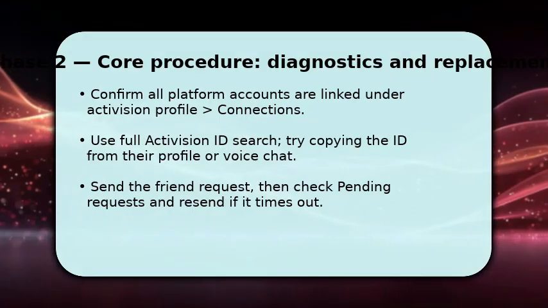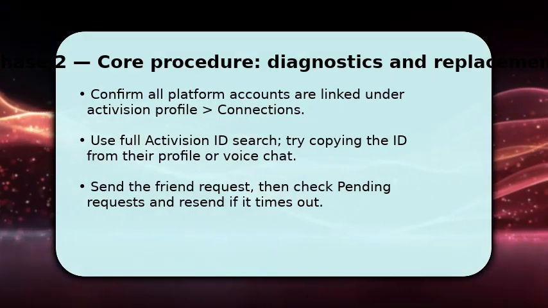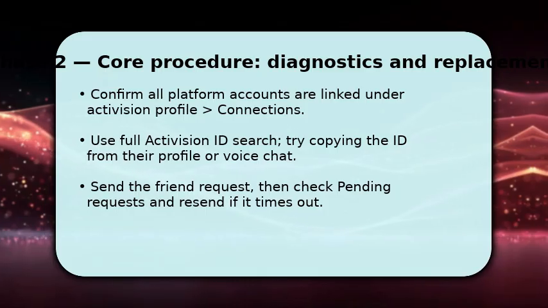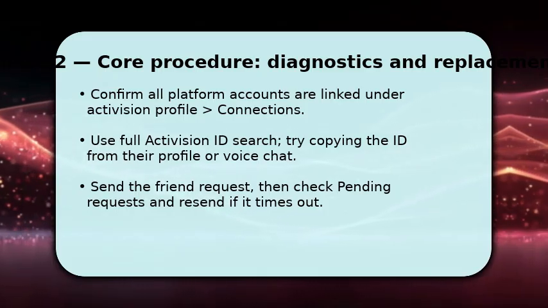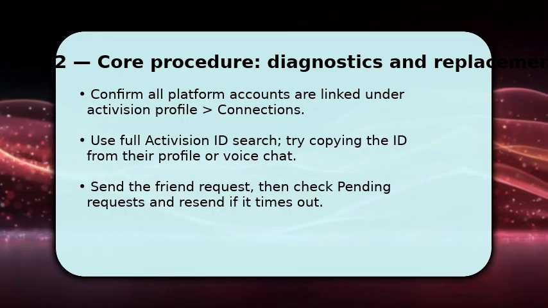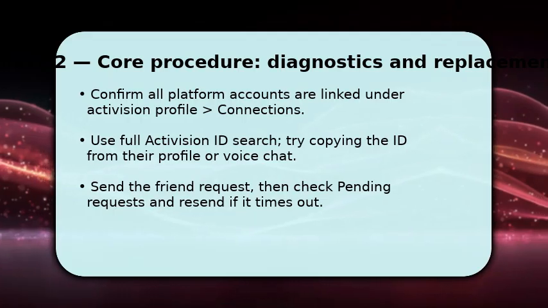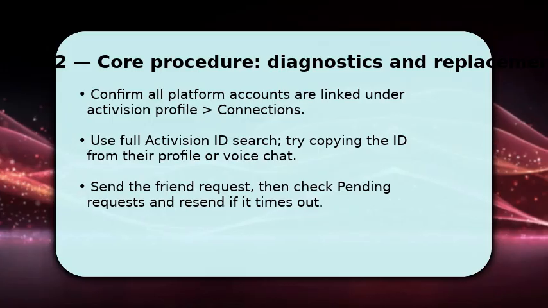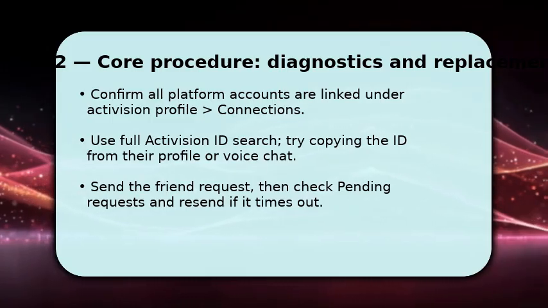Once you've started, verify every platform is connected in your Activision account settings. Missing links block crossplay friending. Next, find the friend's Activision ID. They should provide username hash 12,345,678, or you can copy it from their Activision profile. Type it exactly into Warzone's Add Friend field and hit send.